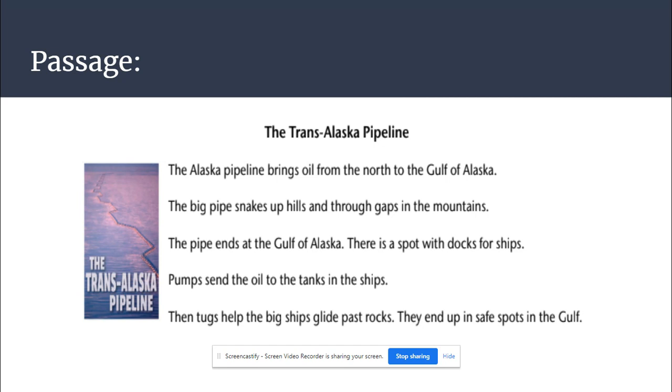The Alaska Pipeline brings oil from the north to the Gulf of Alaska. The big pipe snakes up hills and through gaps in the mountains. The pipe ends at the Gulf of Alaska. There is a spot with docks for ships. Pumps send the oil to the tanks in the ships. Then, tugs help the big ships glide past rocks. They end up in safe spots in the Gulf.